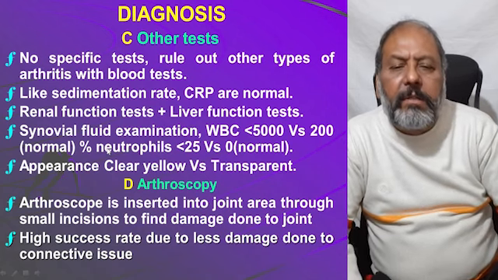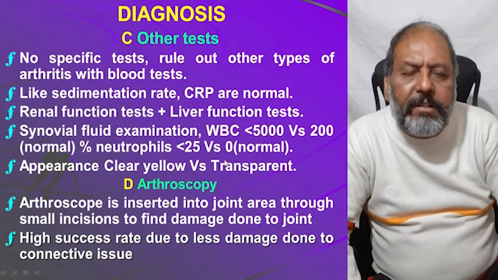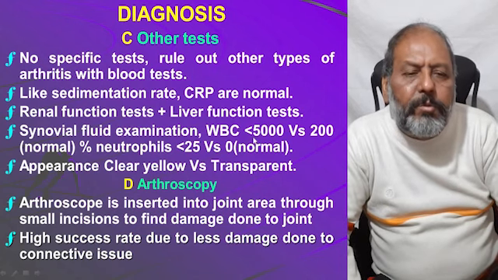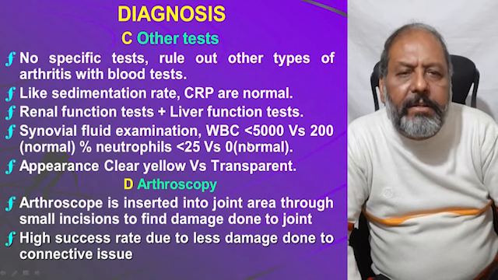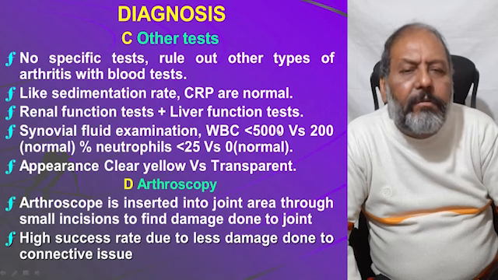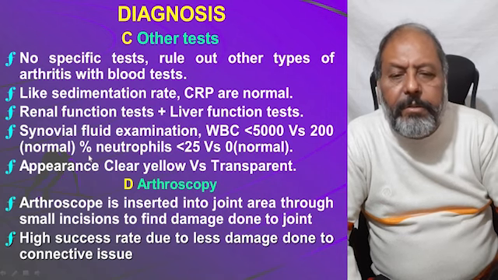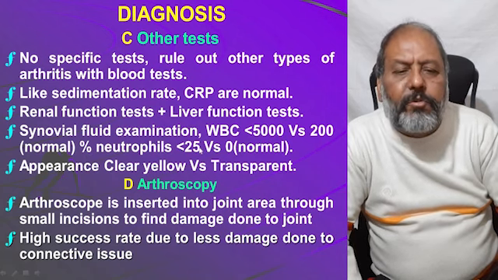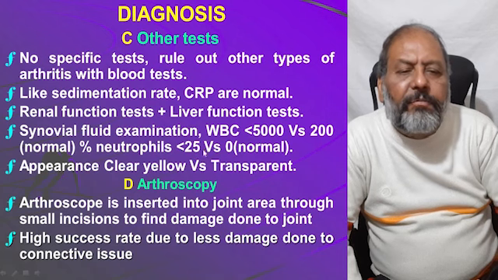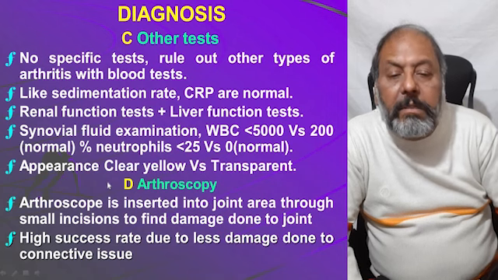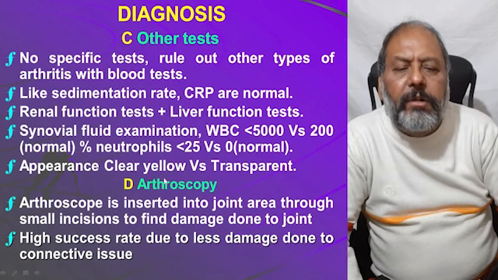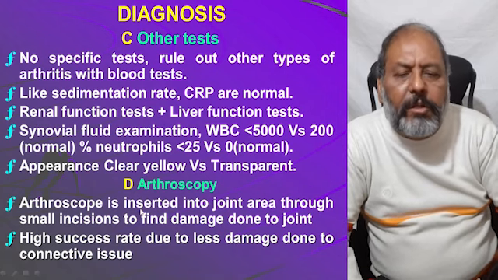Synovial fluid exam is very important, as in the synovial fluid one can see the WBCs are much more as compared to the normal, which is 200, and here in osteoarthritis there are about 5000 WBCs, and the percentage of neutrophils is less than 25, as compared to normal, which has zero neutrophils. Appearance is clear yellow in osteoarthritis versus transparent in the normal joint.